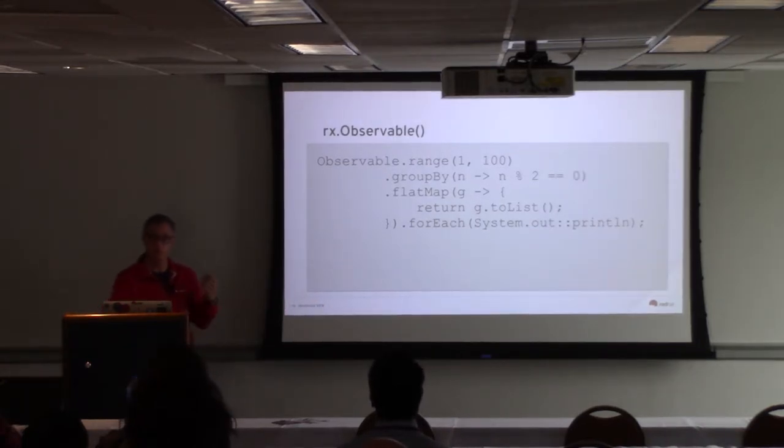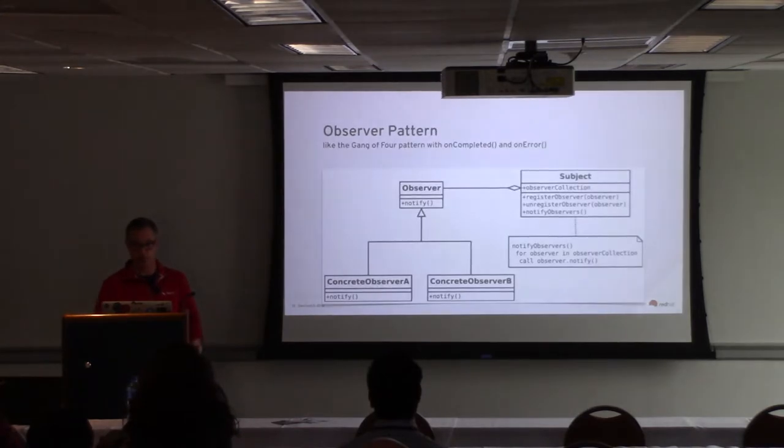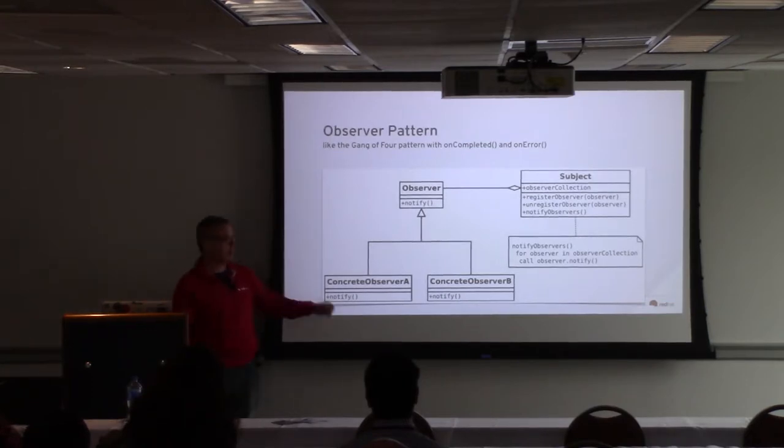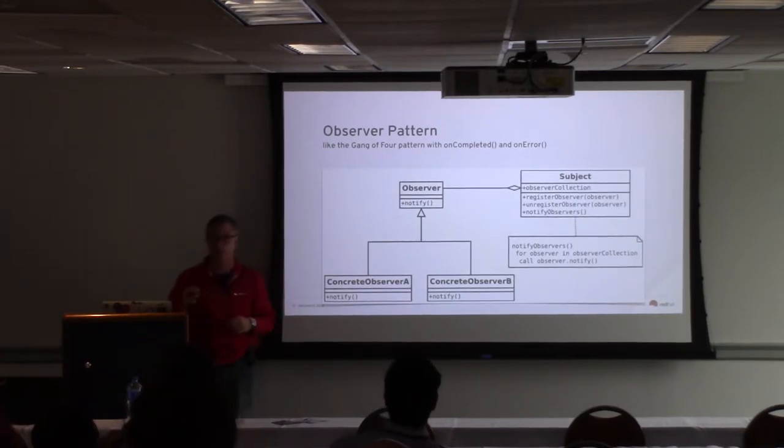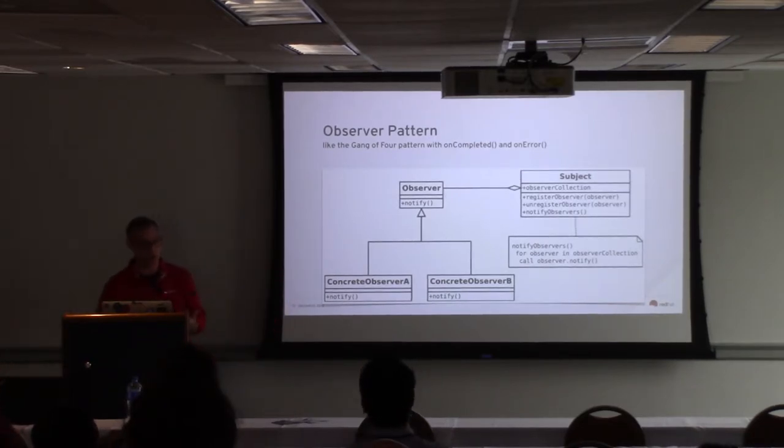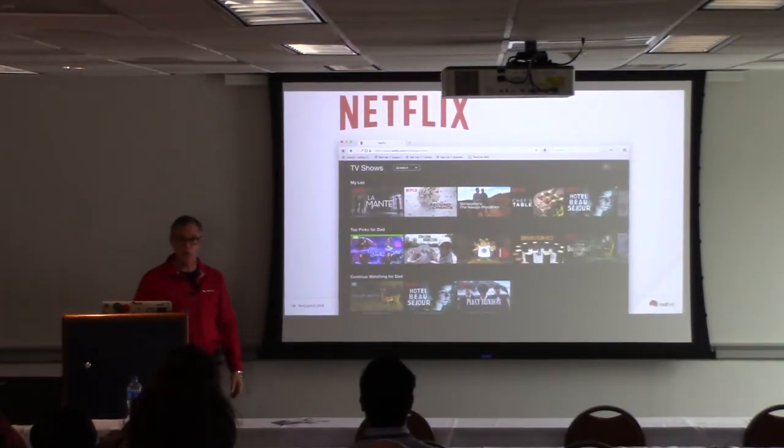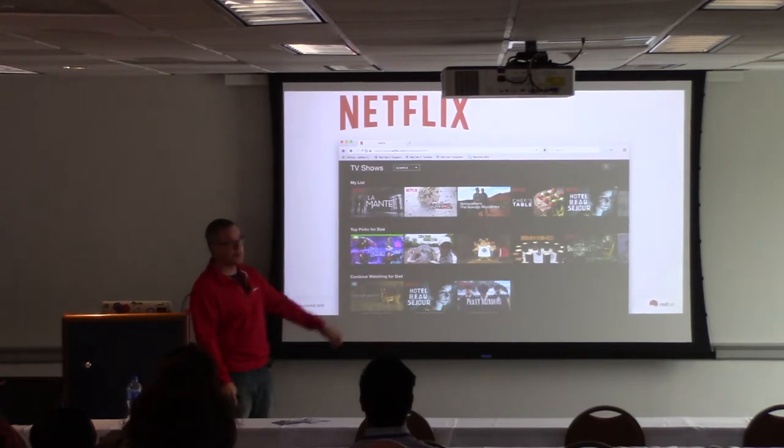Flat map means we're going to be pulling in multiple pieces of data and concatenating them into one thing that's useful. So in the real world, what's a real world use for this? Remember the Gang of Four observer pattern? It's kind of a lot like that. We've got some extra methods on here. So onCompleted and onError are key pieces of it. They're very cardinal parts of this because we know that errors are going to happen and we know we want to deal with them.